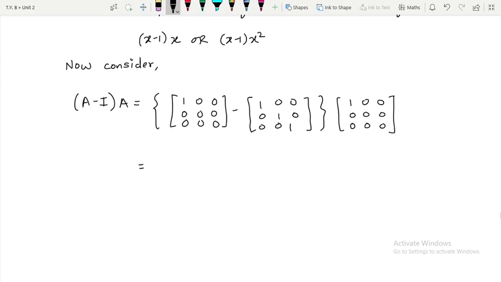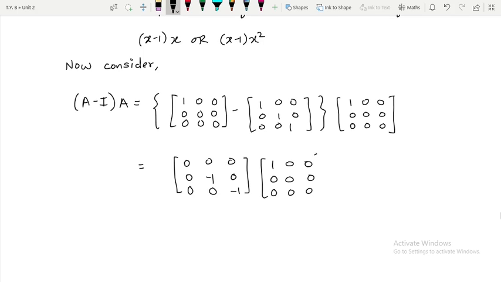So which is equal to, so 1 minus 1 is 0 0 0 0 0 minus 1 is minus 1, this is 0, this is 0, this is 0, and 0 minus 1 is again minus 1, and multiplied by 1 0 0 0 0 0 0 0 0. So which is equal to, this will be 0 0 0. What about, yeah, everything will be 0, I guess this is also going to be 0.